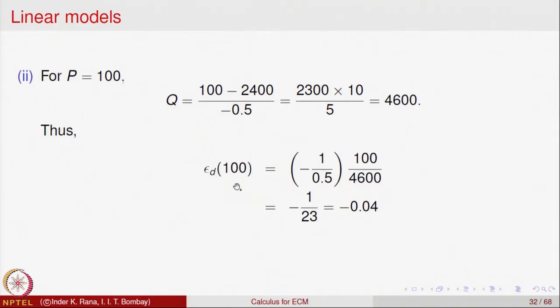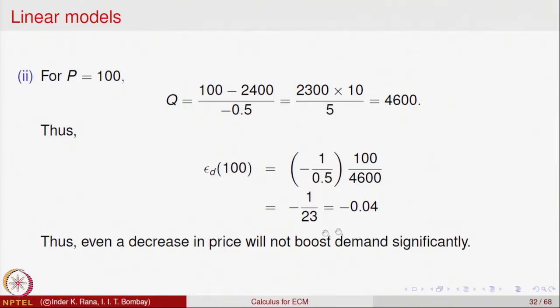Actually, epsilon d at price 100 comes out to be minus 1 over b, P by Q. So, that is equal to minus 0.04. Thus, even if there is a decrease in price, it will not boost the demand significantly, or vice versa, because the coefficient of elasticity there is just 0.04, very low, which is very near 0.